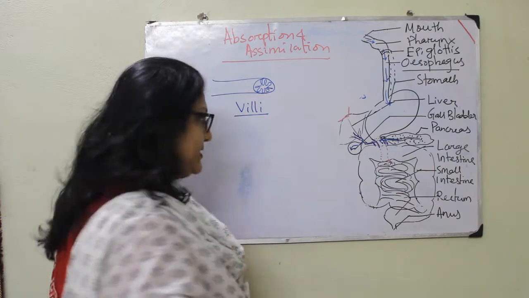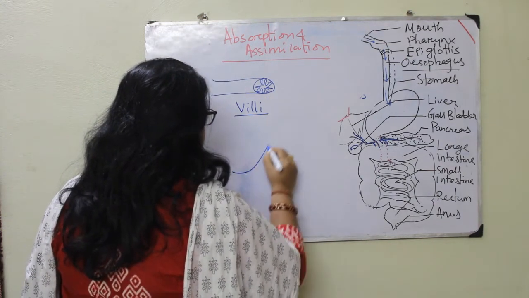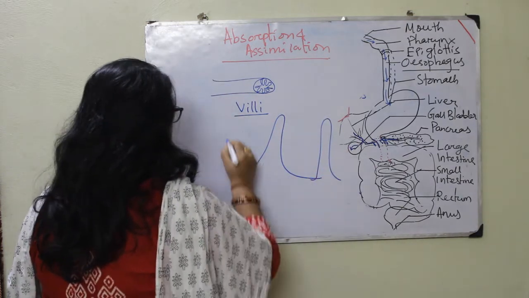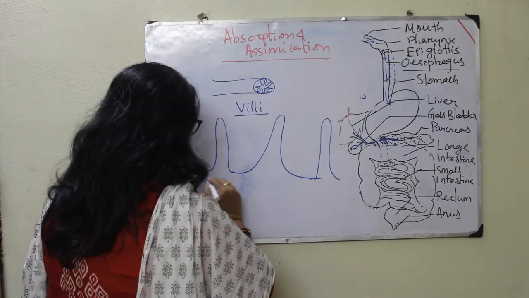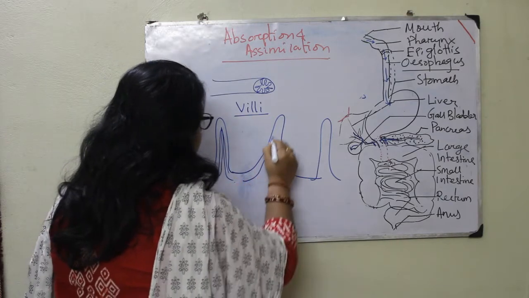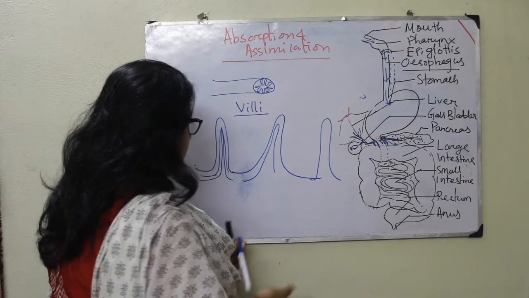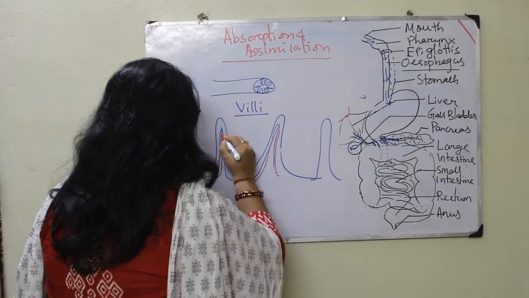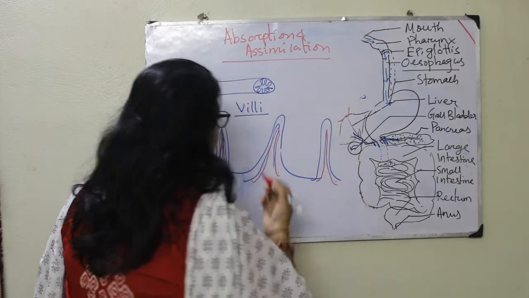How do they facilitate the process of absorption? Suppose I draw one such villus, it is in this condition. So like this, many are there throughout the inner lining. Like this, villi are there and they are richly supplied with blood vessels. So these are the blood vessels, right? I will draw them in red so that you can understand how the blood moves in the tube. Okay, so these are the blood vessels.